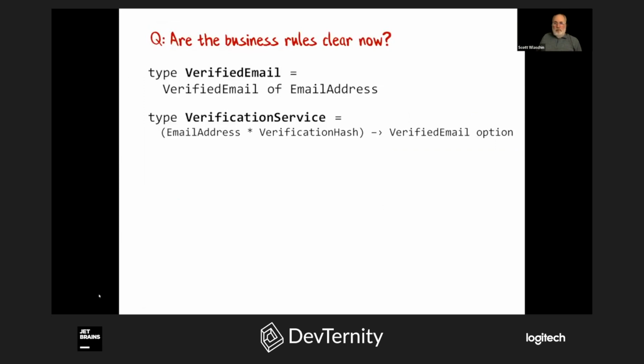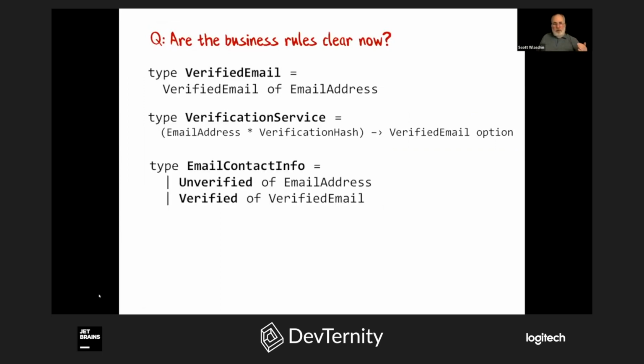So the final domain looks like this. I have a verified email, I have a verification service, and I have a choice between unverified and verified. And this is, I think, a much clearer design. There's no Boolean anymore. And the rules are actually enforced, because if the rule is, if you have an unverified email, you have to set the Boolean to false, right? Well, we don't have a Boolean. If I have a normal email, the only thing I can do is have the unverified choice. I cannot set the verified choice with a normal email. So I literally can't do the wrong thing.